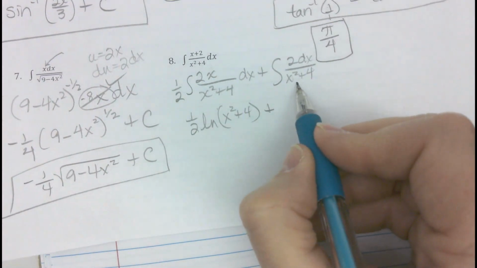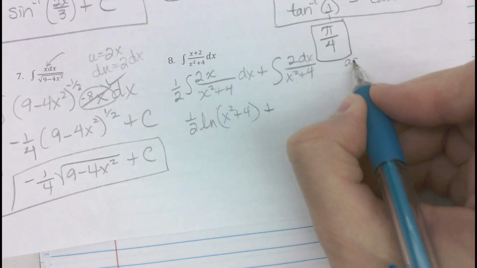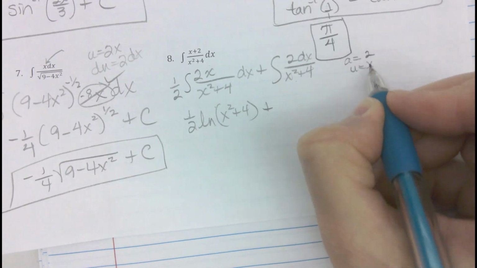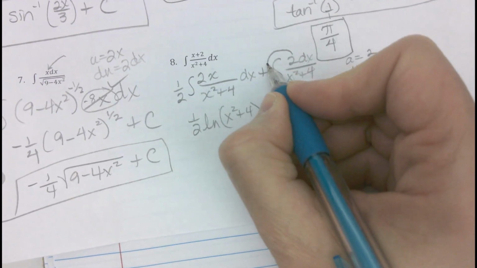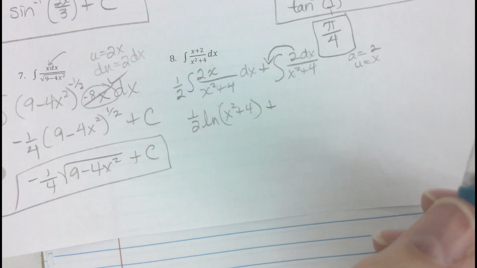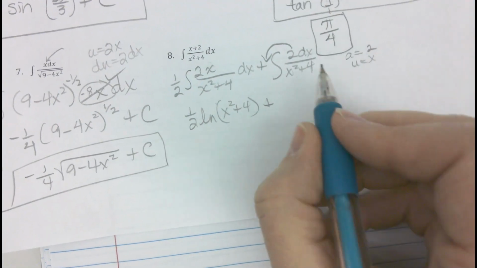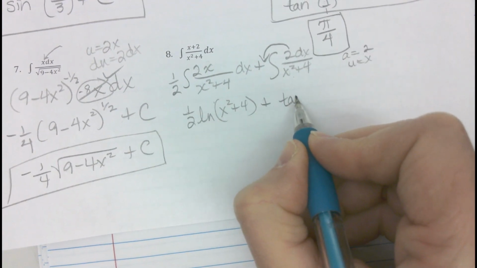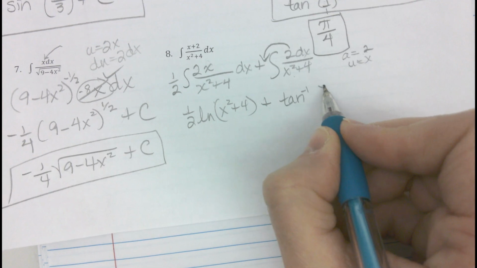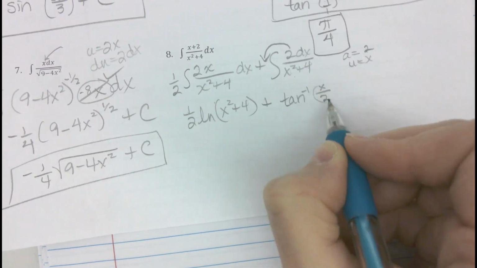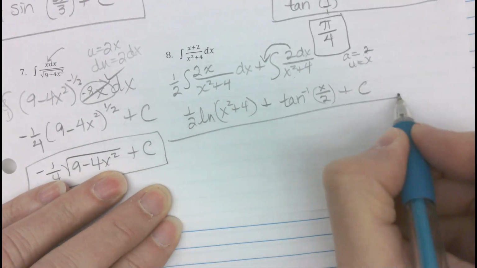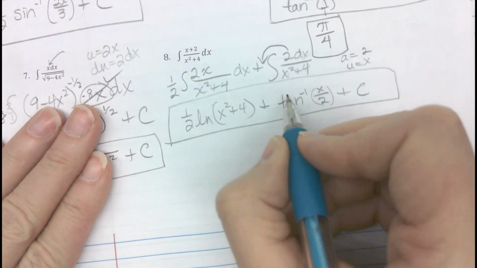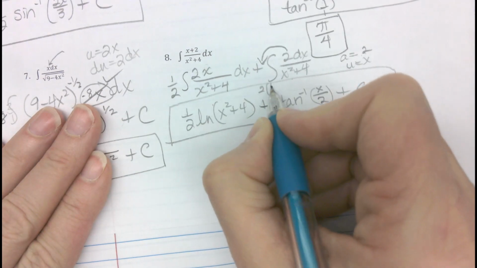On this one, our a squared is 4, so a is 2. u is just plain old x, so du, that 2 can just come to the outside, right? And we're looking for arctangent, but that'd be 2 divided by 2, which is just 1. Arctangent of u over a, right? I brought out the 2, but then I had to multiply it by 1 over 2, right?